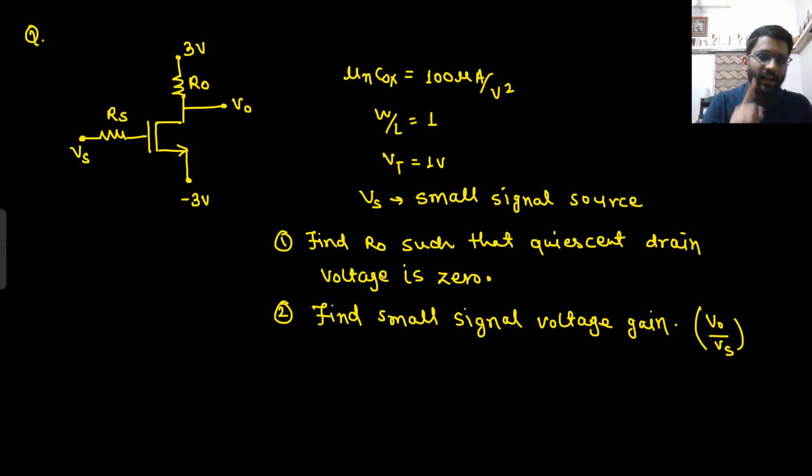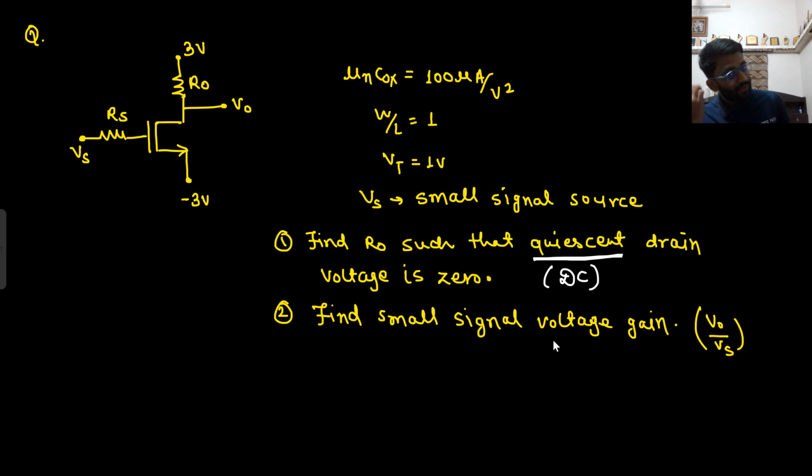You have to find the R0 value such that the quiescent drain voltage is 0. What do you mean by quiescent drain voltage? That is known as the Q point, or you can say DC. Whenever quiescent is given, they are talking about DC. So the DC drain voltage should be 0, and only the DC source is to be considered. Vs is the small signal source. There is no VGG applied.